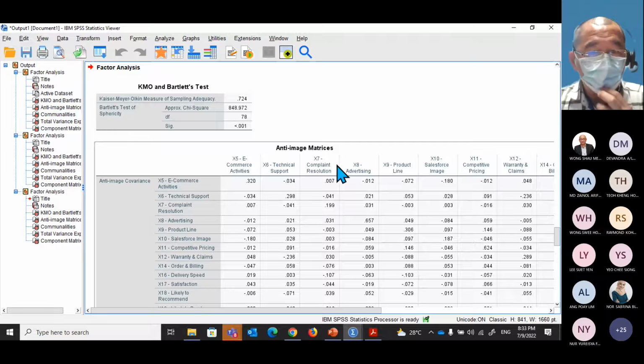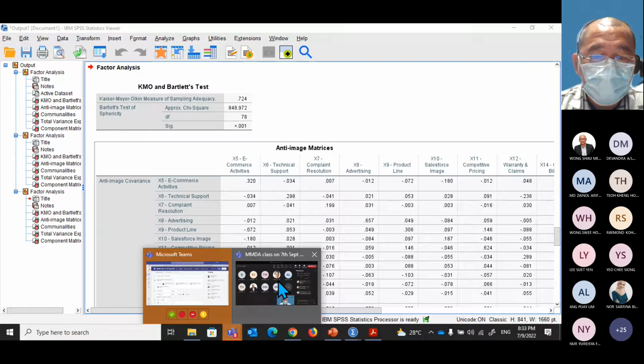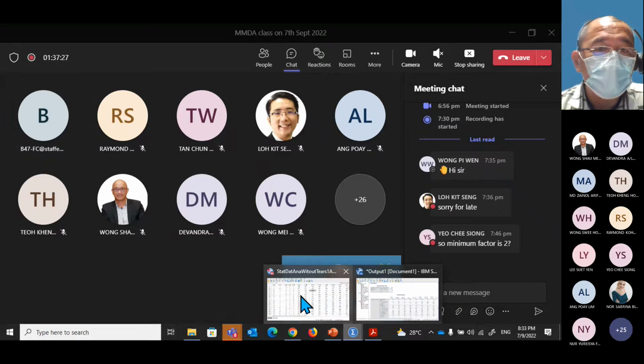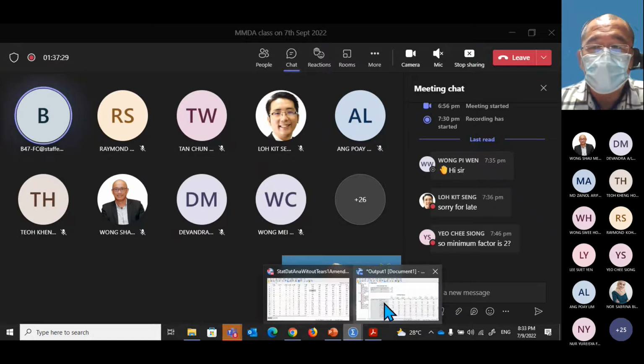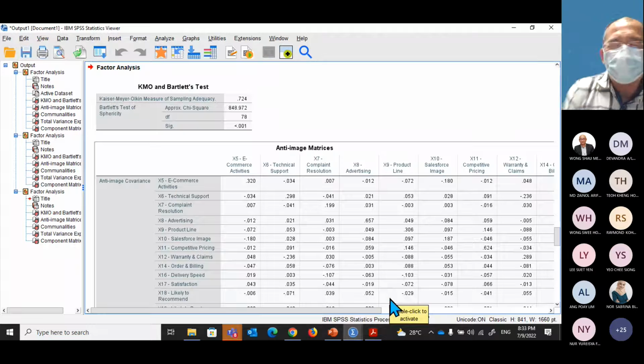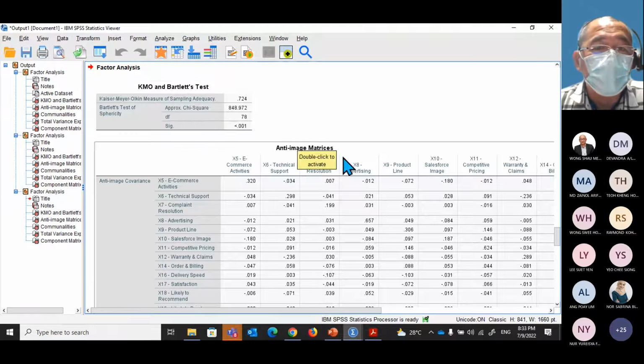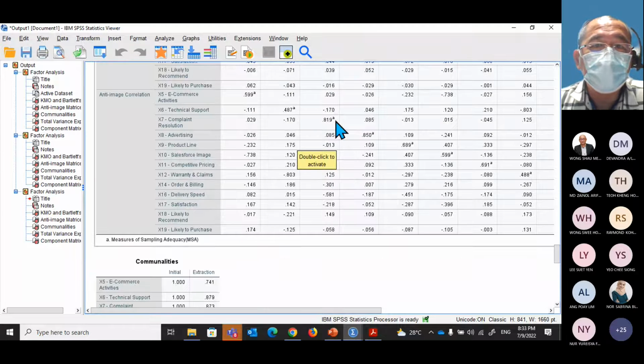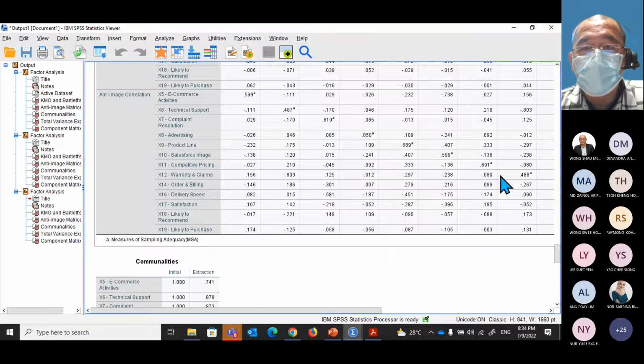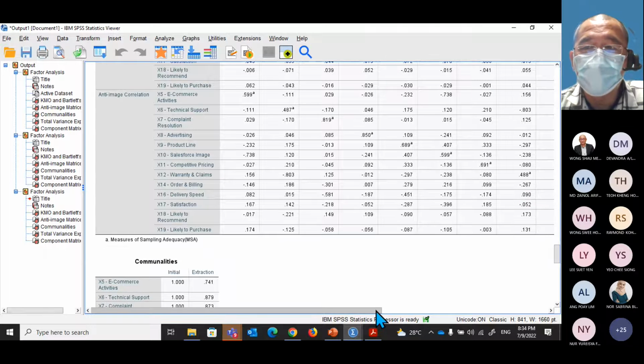Okay, so we see the KMO overall is better than before. Now 0.724. And then we see the individual also good. 0.59. Oh, here not good. 0.48. Oh, 0.488. Oh, now got 2. Still got 2. But these 2 are quite close to 0.5.